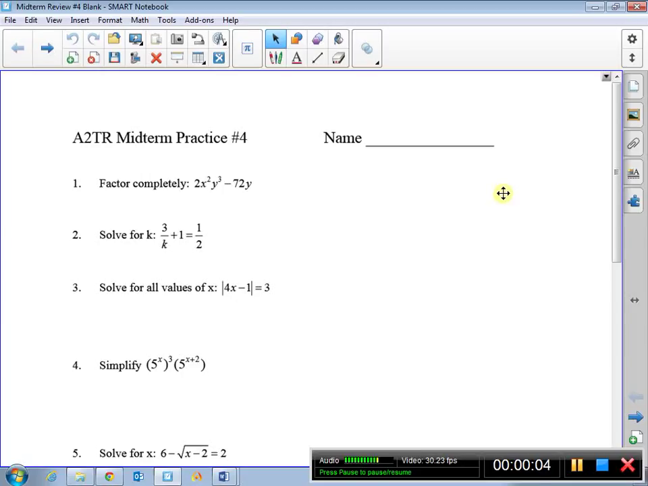So let's start some of these problems on midterm review practice number 4. We'll see how far we can get, and then if I have time, I'll continue with the part 2 video.